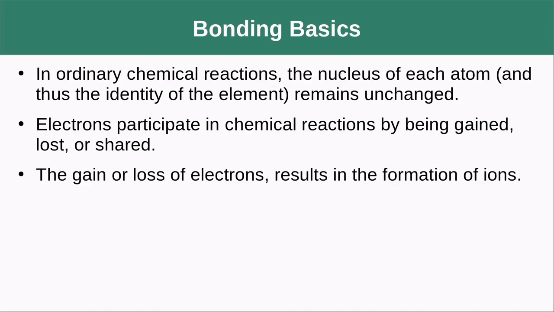So we've seen that in ordinary chemical reactions, the nucleus of each atom, and thus the identity of the element, remains unchanged. So electrons participate in chemical reactions, not protons. And these different reactions are going to happen through the gain or loss of electrons to form ions.